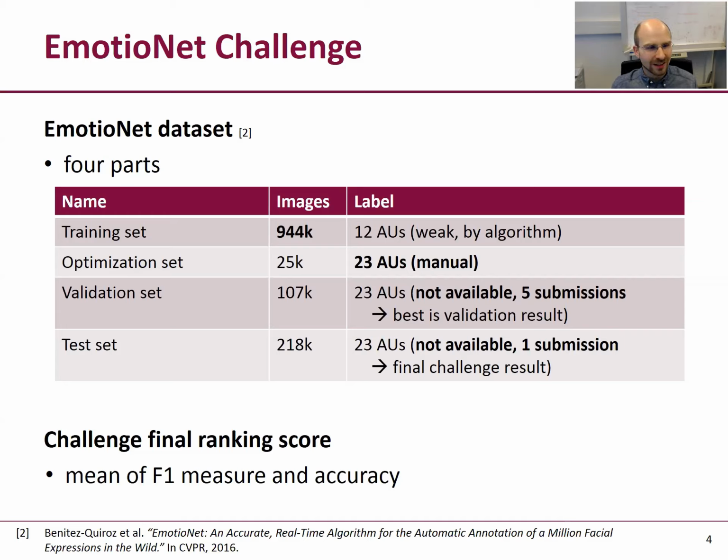The validation and the test set have all labels, but the labels were not available to the challenge participants. Instead, we had to submit our predictions and got the results. For the validation set, we had 5 submissions, and for the test set, 1 submission, which was the final challenge result then. The ranking of the challenge was done with the mean of the F1 measure and accuracy.